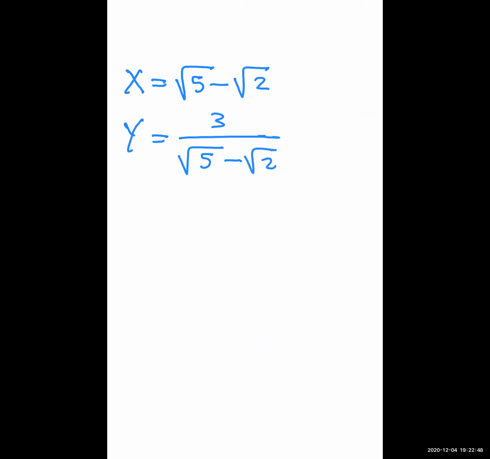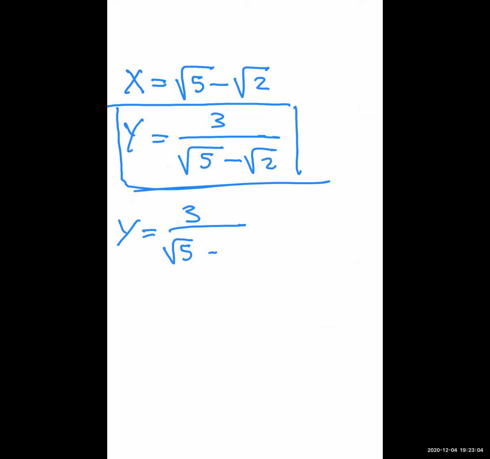If x equals square root of 5 minus square root of 2, and y equals 3 over square root of 5 minus square root of 2. Prove that x and y are conjugate. First requirement in this question, prove that x and y are conjugate. x is in the simplest form. Now simplify y. y will equal 3 over square root of 5 minus square root of 2, times square root of 5 plus square root of 2 over square root of 5 plus square root of 2.